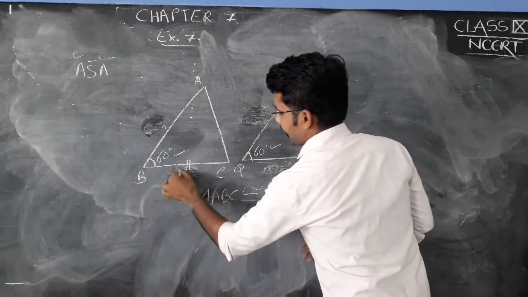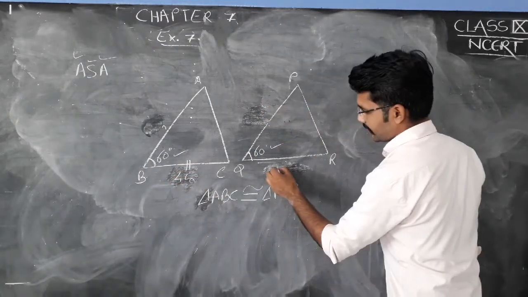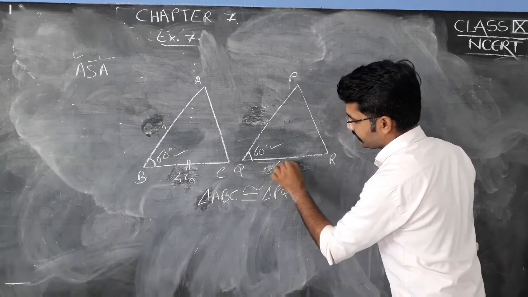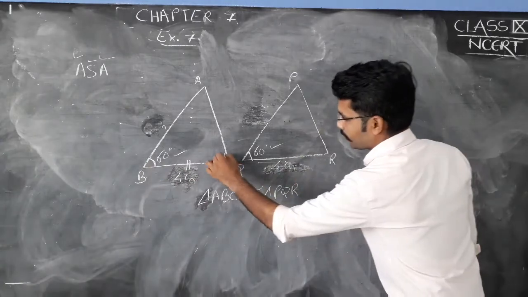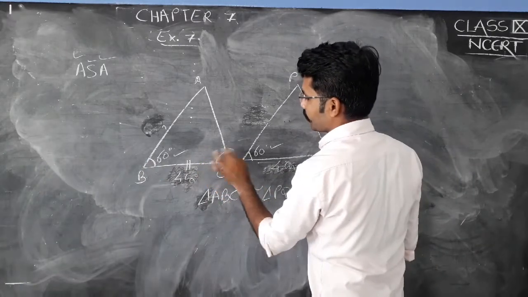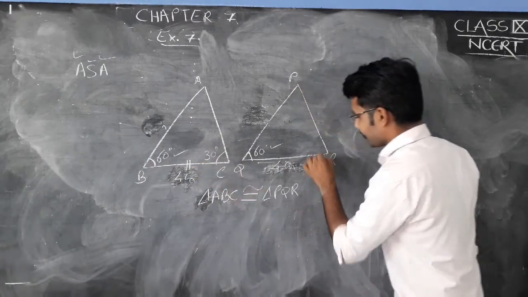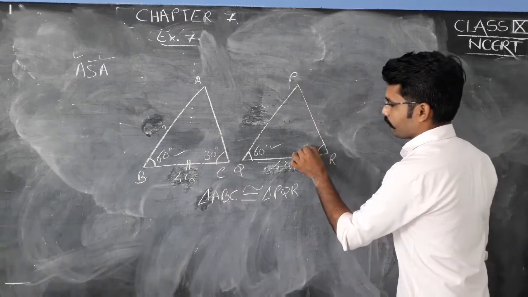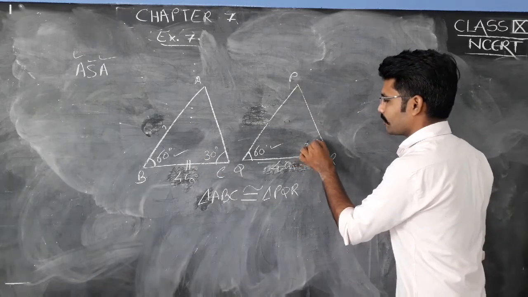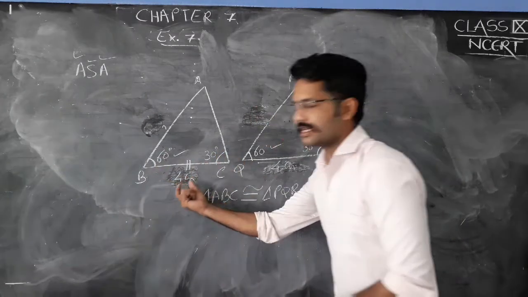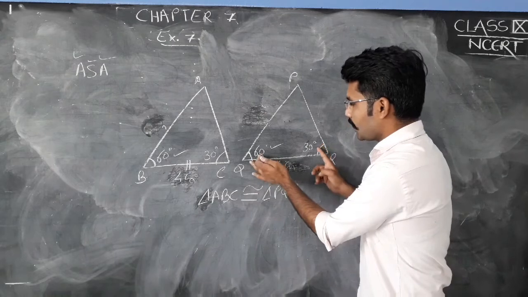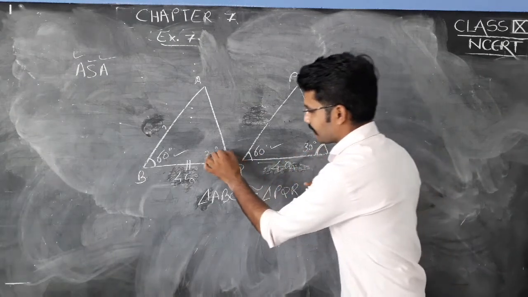Side BC has a measurement of 4 centimeters, and side QR has a measurement of 4 centimeters. Suppose angle C has a measurement of 30 degrees, and the corresponding angle also measures 30 degrees. In this case, we can say that between two angles, one side is there.